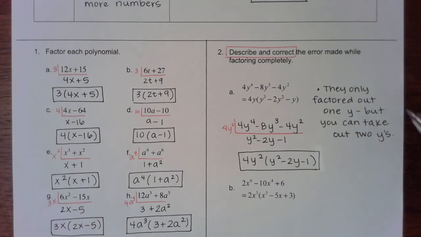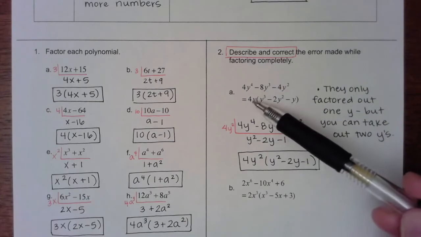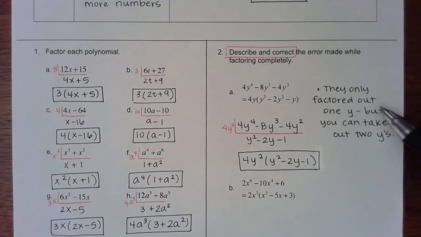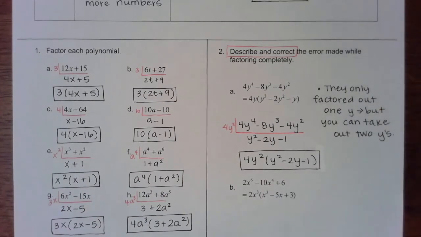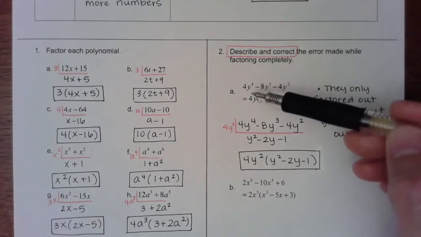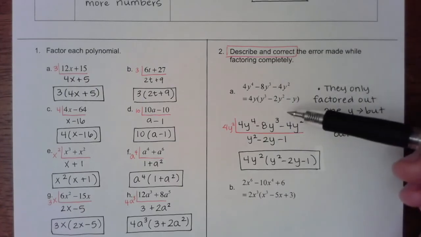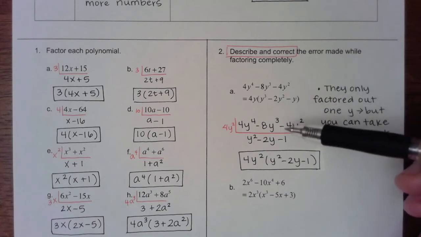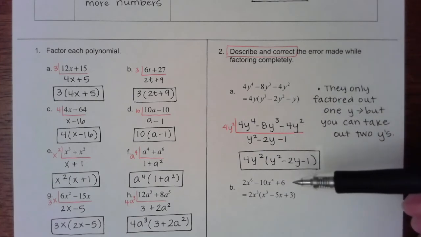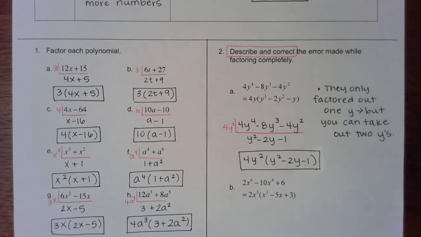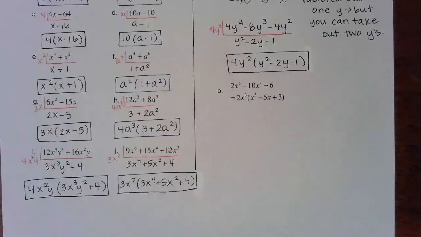Look what happened on the first one. They took out a 4 and a y, and the answer to this question says they only factored out the y, but you can take out 2 y's. Look at the numbers that you started with. There was a y to the 4th, and there is a y to the 3rd, and there's a y to the 2nd. So if you can take out more than one variable, or if you can take out a bigger number, you always have to take out the biggest or the most that you can take out. And so on this one, the correct answer would have been to have taken out 2 y's, and then the final term wouldn't have any y's remaining.